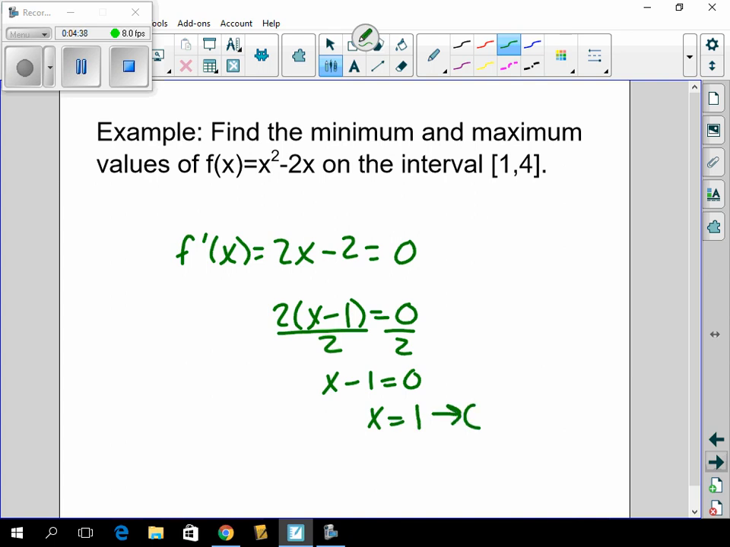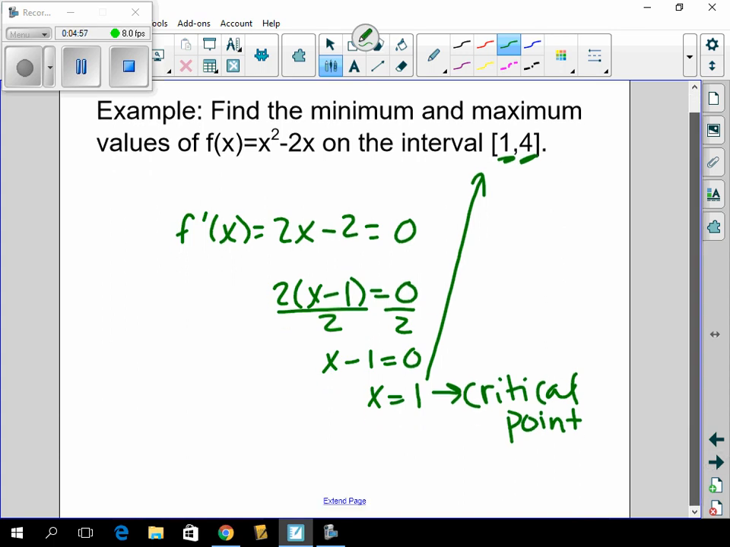So x equals 1 is my critical point. So that's one point that I'm going to be testing. And then I see that 1 is actually the endpoint of my interval, and so I'm also going to be testing 4.